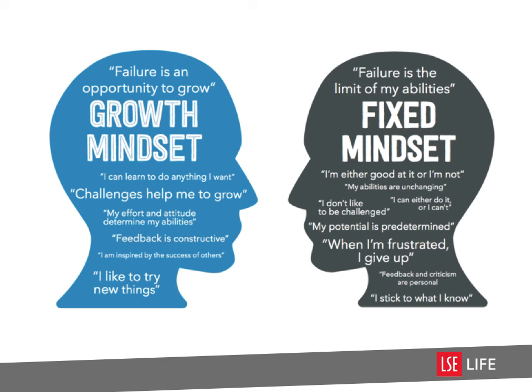So, for example, a person that has a growth mindset appreciates failure. They think it's an opportunity to grow. Whereas a person with a fixed mindset sees failure as the limit of their own abilities. For the fixed mindset, they tend to think, I'm either good at something or I'm not. My abilities are unchanging. I can either do it or I can't. My potential is predetermined. And also, people with a fixed mindset tend to feel frustrated and they want to give up. They take feedback and criticism too personally and they prefer to stick with what they know.